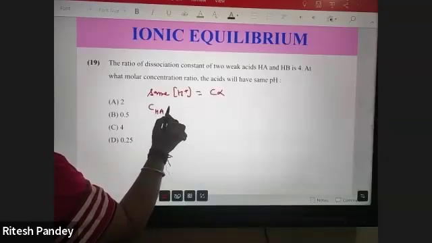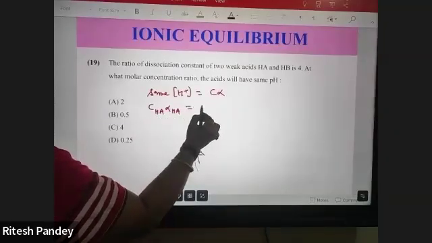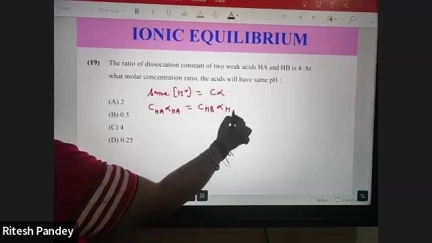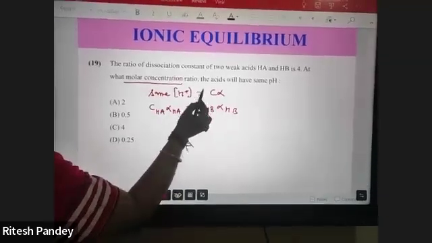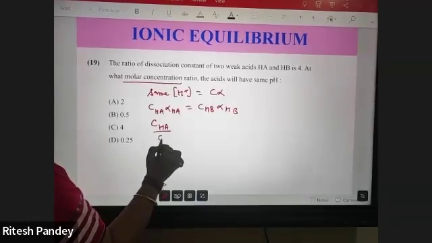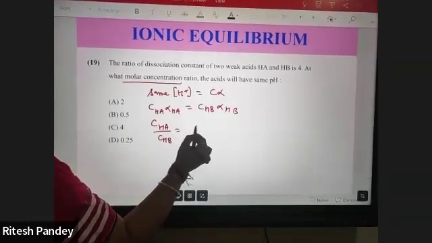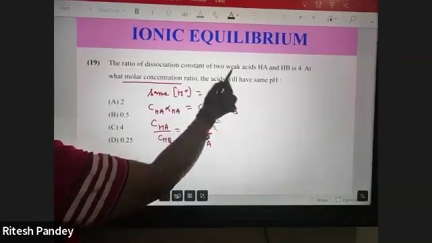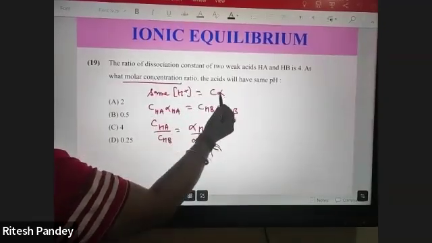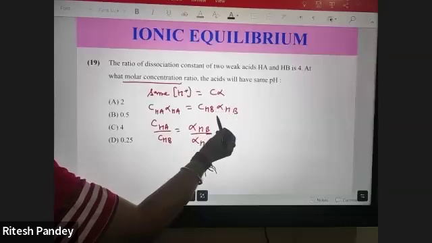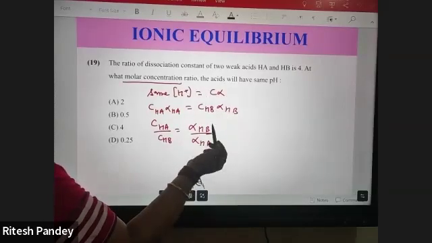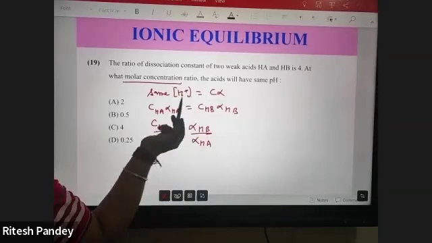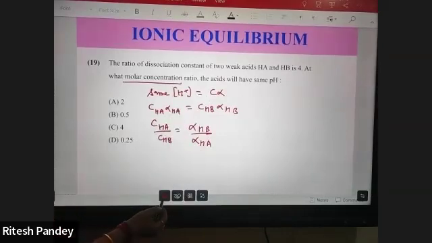If C_HA alpha_HA is equal to C_HB alpha_HB, you want the molar concentrations, which is C_HA upon C_HB, which certainly will be the ratio of alpha_HB upon alpha_HA. So if the ratio of dissociation constants, oh my God, I wanted it in terms of K rather. I'm sorry, I'm going to redo this one more time.